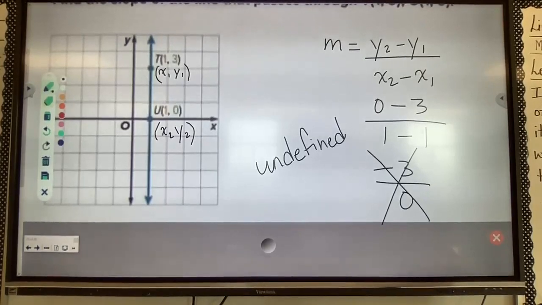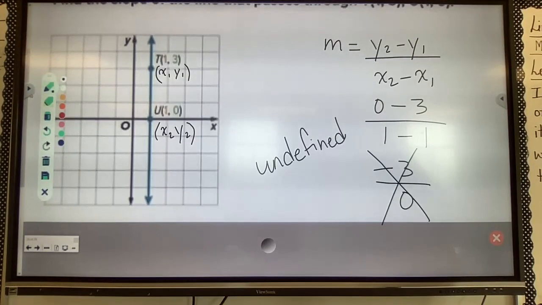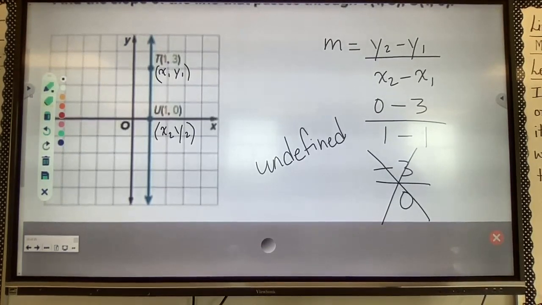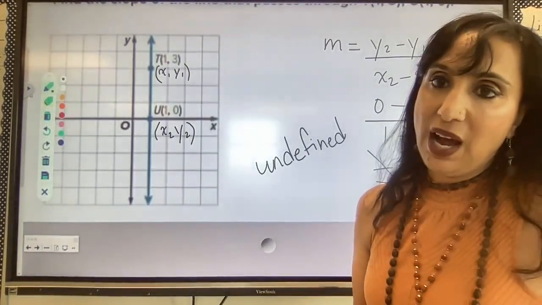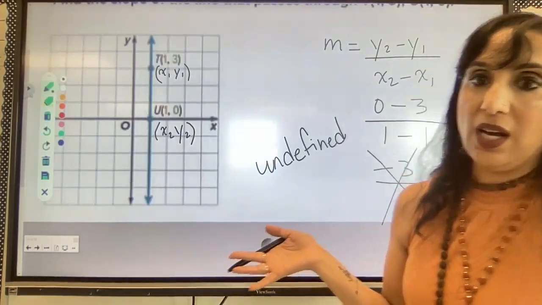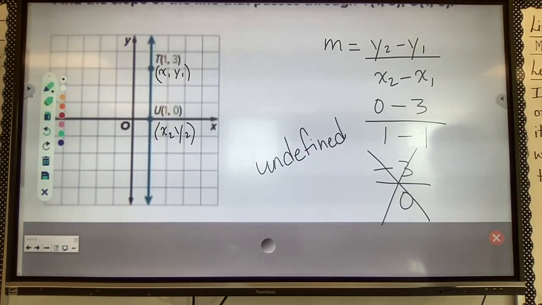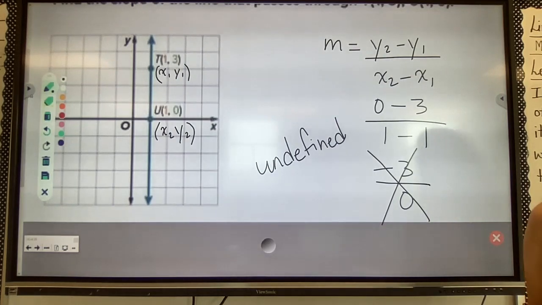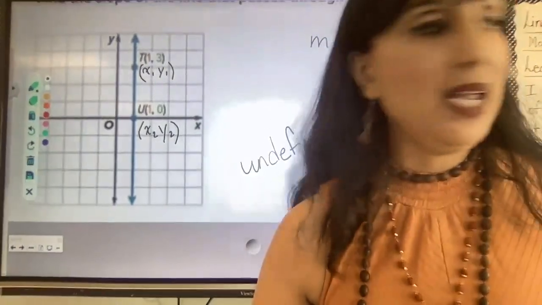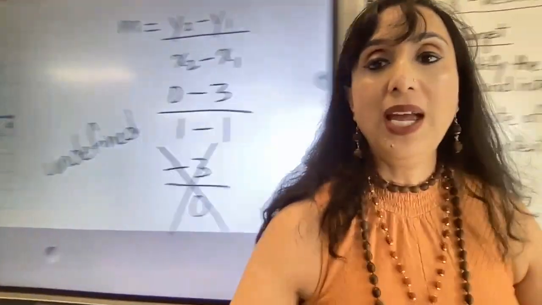Why is the slope undefined? It's undefined because there's no change in the x values. So the denominator of the slope ratio will be 0. Division by 0 is undefined, and that's why we get the answer as undefined. How could you determine that the slope is undefined without using the slope formula? If I'm looking at it, is it a vertical line? Yes, it is. So the slope of any vertical line is going to be undefined.